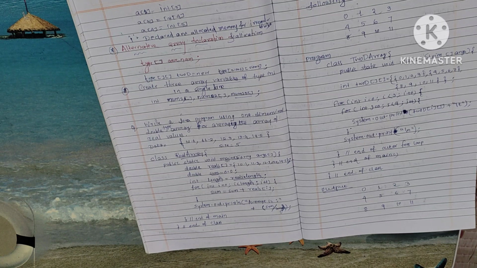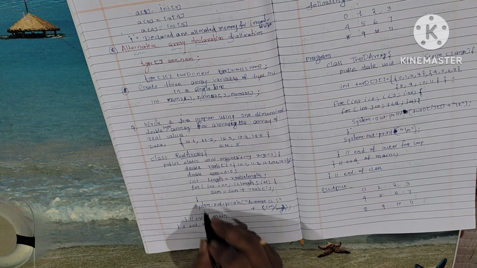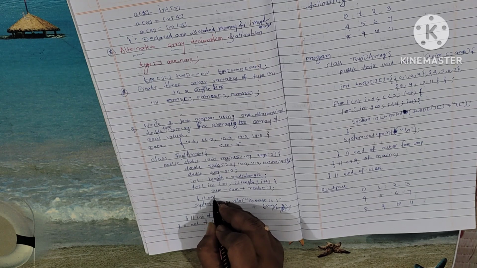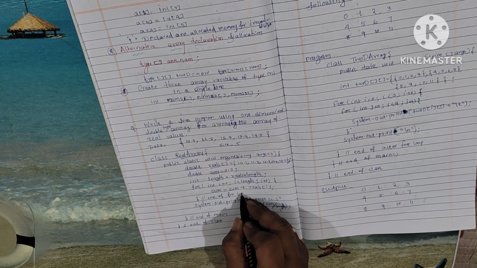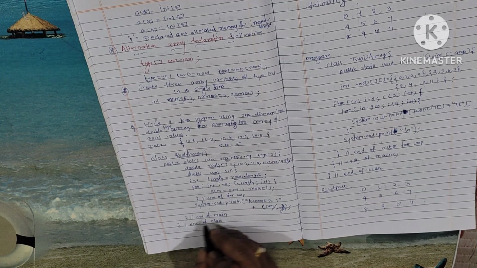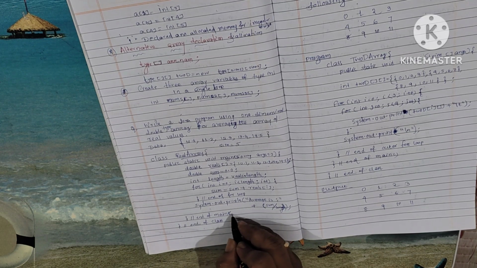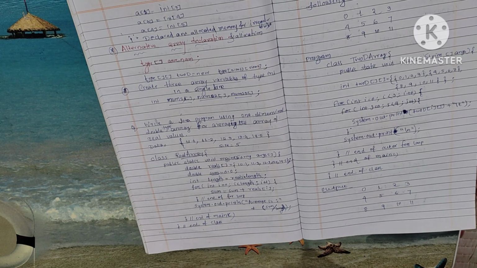Now this is the end of the for loop. This is the end of the main method, and this is the end of the class.